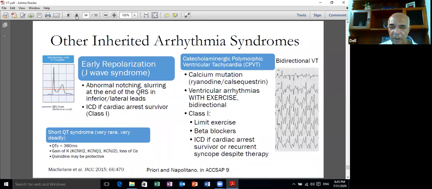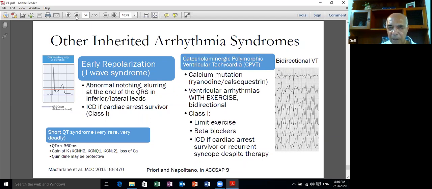It's almost diagnostic. The treatment of this condition is to limit exercise, beta blocker, and ICD for cardiac arrest survivors or recurrent syncope despite the use of beta blockers. Now, this is an autosomal dominant condition, but there is an autosomal recessive variant due to calsequestrin mutation, a protein which sequesters calcium in the sarcoplasmic reticulum. If it gets mutated, again calcium leaks in diastole, producing delayed after depolarization and the polymorphic ventricular tachycardia of CPVT.